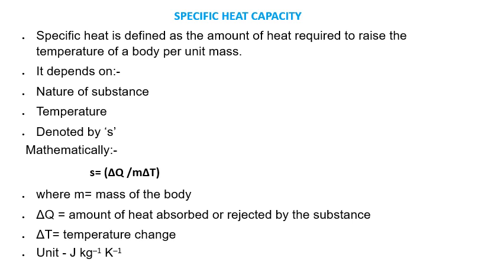Specific heat capacity. It is the amount of heat required to raise the temperature of a body per unit mass. It depends upon the nature of the substance and temperature. It is denoted by small s, and in mathematical form it is delta Q divided by m into delta T, where m is the mass of the body, delta Q is the amount of heat absorbed or rejected, and delta T is the temperature change. So its unit will be joule per kilogram per Kelvin.